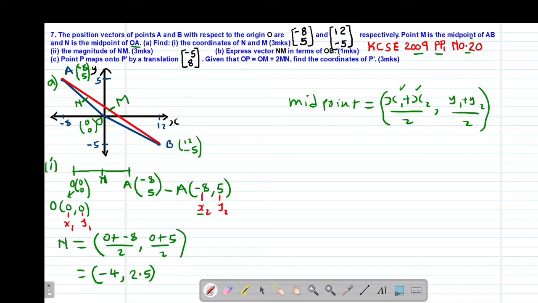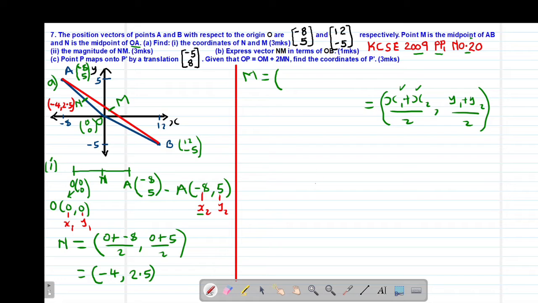Therefore, the coordinates for point N are negative 4, comma, 2.5. Then we also look for the coordinates of the other point, which is the midpoint, point M. So we also look for the coordinates of M, using the same formula. So the coordinates of M will be given by the following.